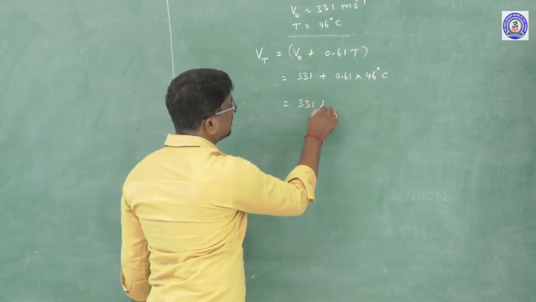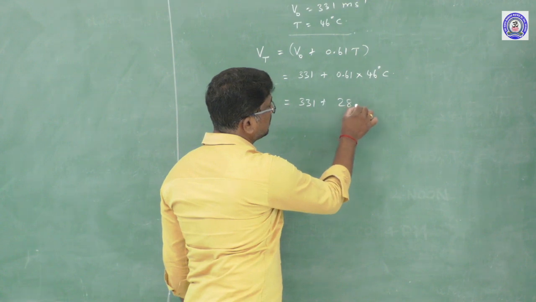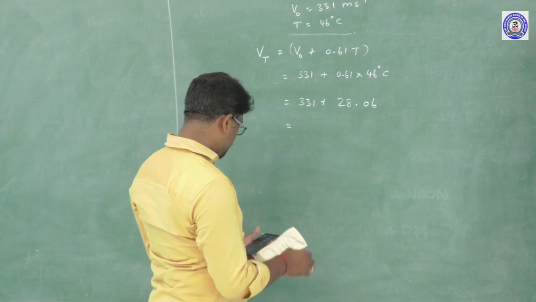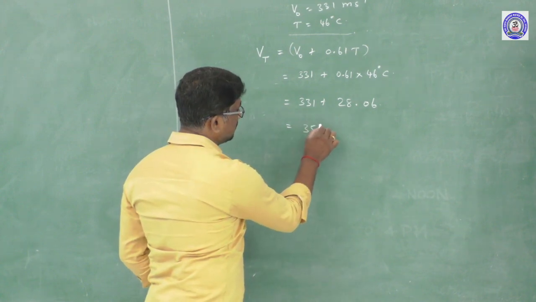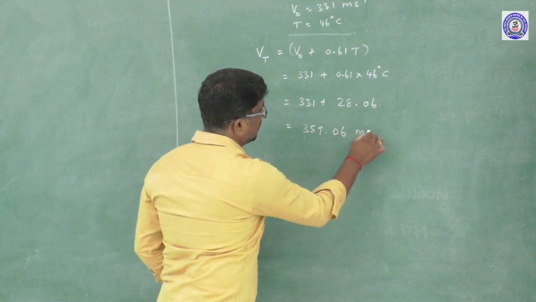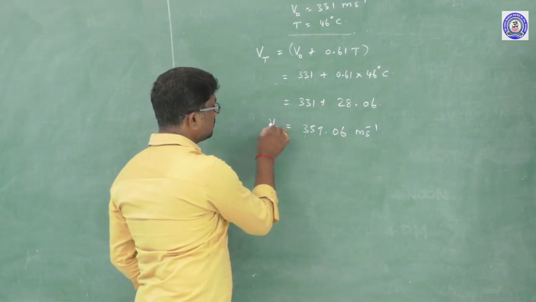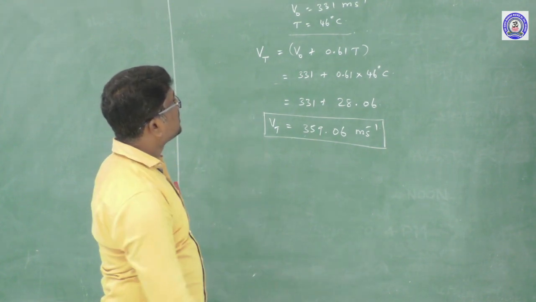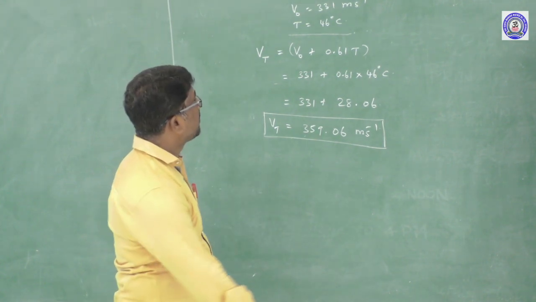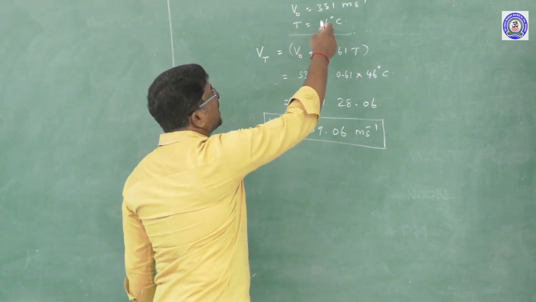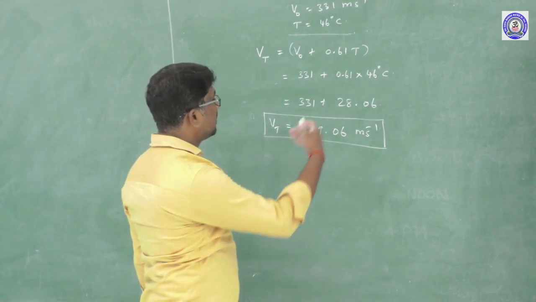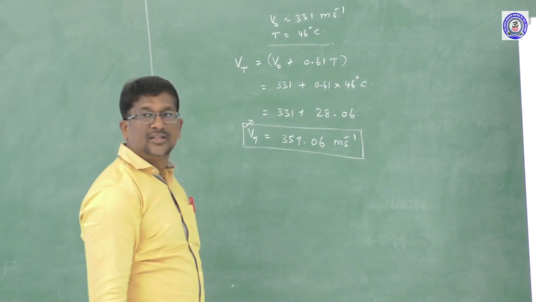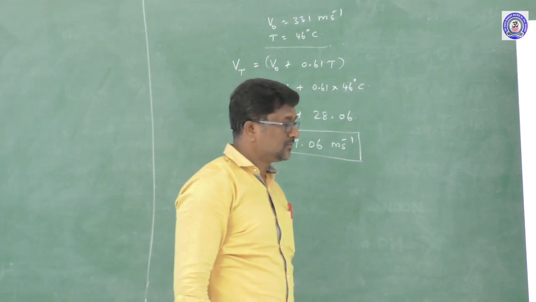Right. Then 331 plus 28.06, 359.06. The velocity of sound at 0 degrees Celsius is 331 meters second power minus 1, and if the temperature of the air medium is 46 degrees Celsius, then the corresponding velocity of the sound wave at that temperature is 359.06 meters second power minus 1.